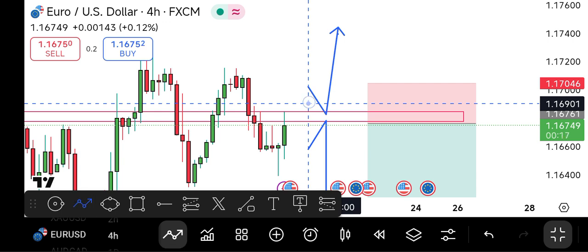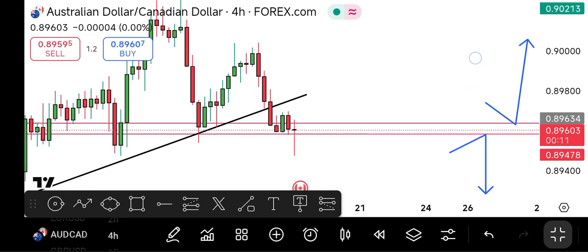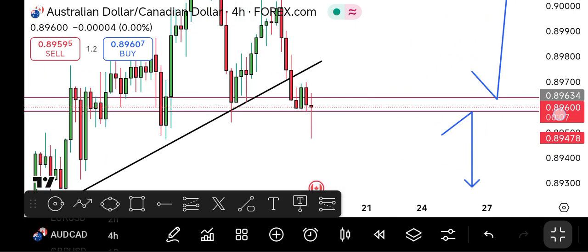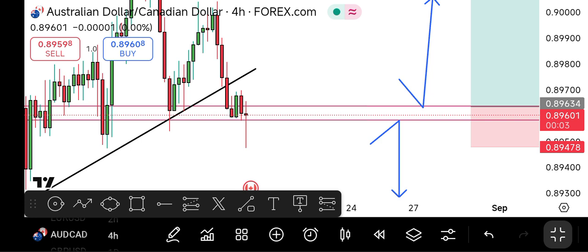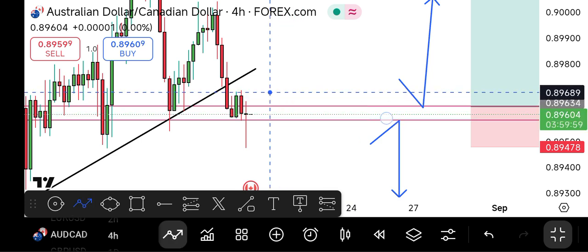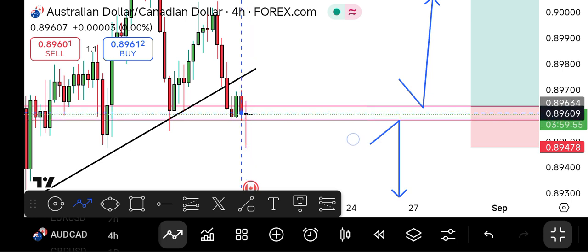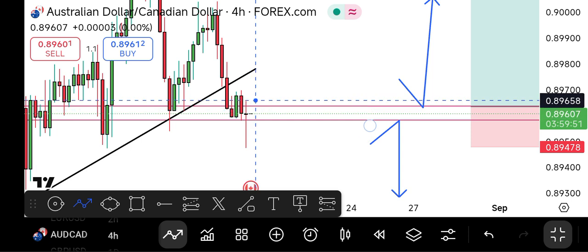So let's move to AUDCAD. On AUDCAD, this is what I'm expecting. This is a clean trade. On this trade, I'll be expecting a very clean breakout of this level. I will be waiting for the market to break out of this level.